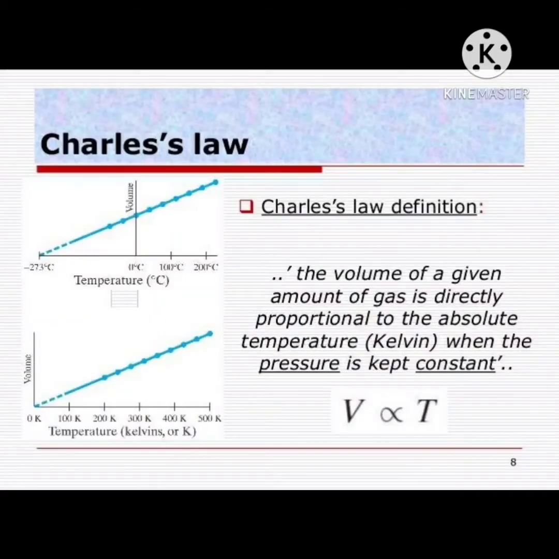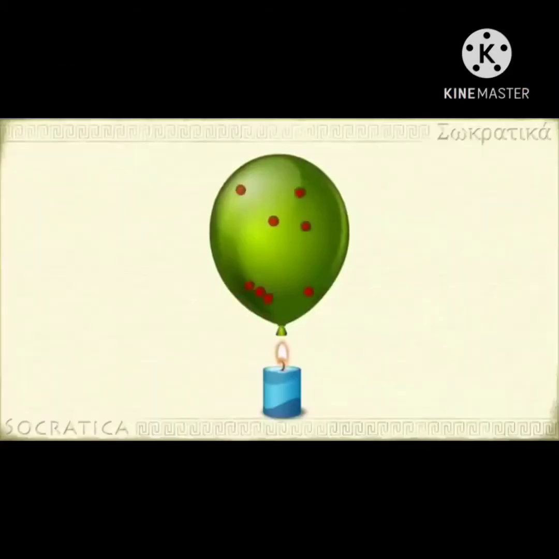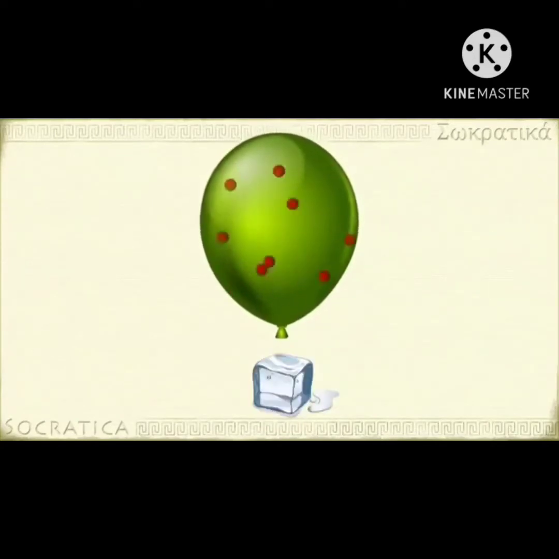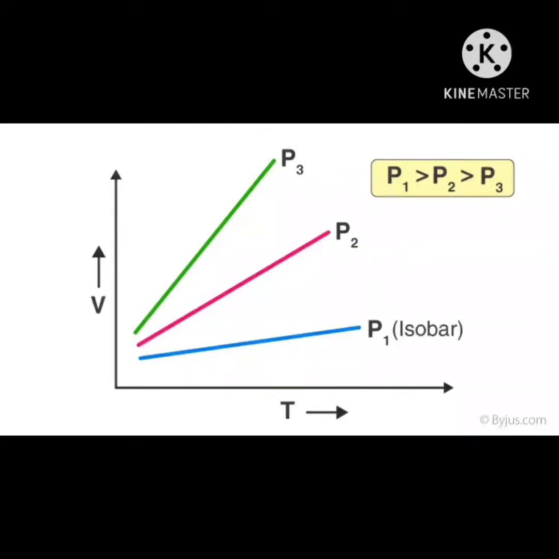Charles' law states that the volume of a given amount of gas is directly proportional to the absolute temperature at constant pressure. As the animation shows, as the temperature increases, the volume increases, and as the temperature decreases, the volume decreases. This is the graph for Charles' law.